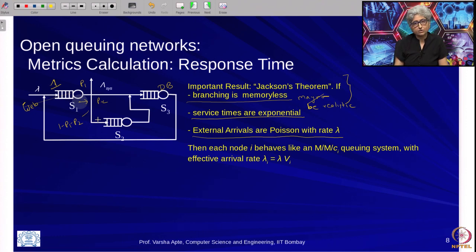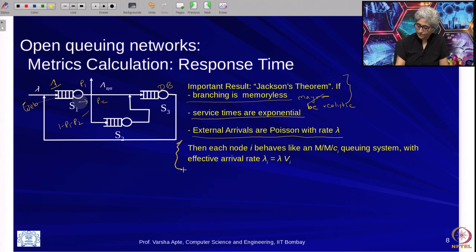this is not actually something that can be captured by a memoryless branching, but nonetheless many realistic systems are random and memoryless branching may actually capture reality. And service times are exponential and external arrivals are Poisson with rate lambda. These are assumptions you need to prove this result.